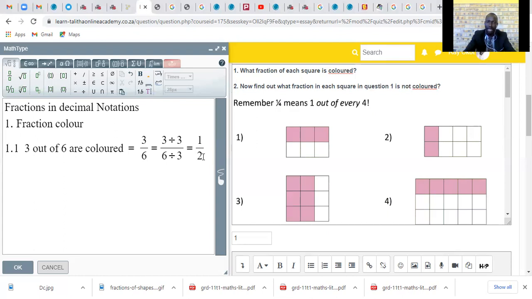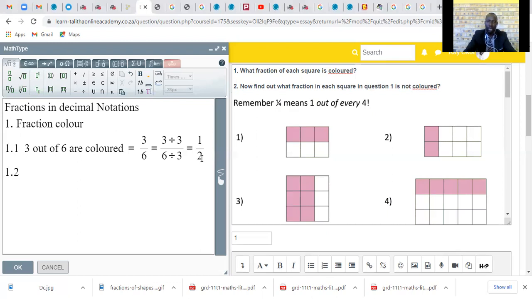Now that is how we would do question 1.1, writing the colored number of squares as a fraction of the total number of squares. Remember we said a fraction means a part of. So that means 3 out of every 6 is colored. Also here, which is now reduced, 1 out of every 2 is colored.